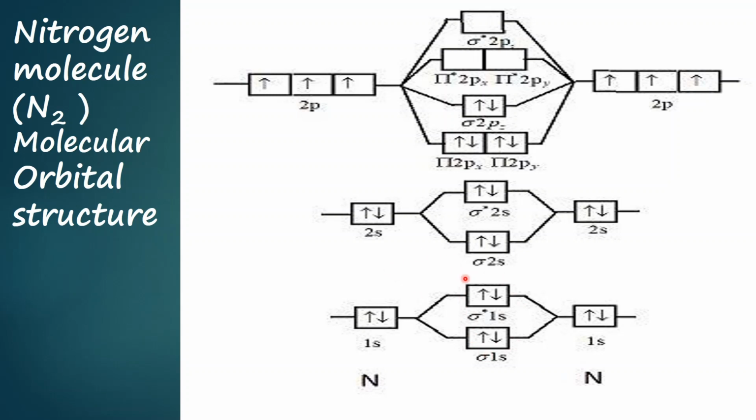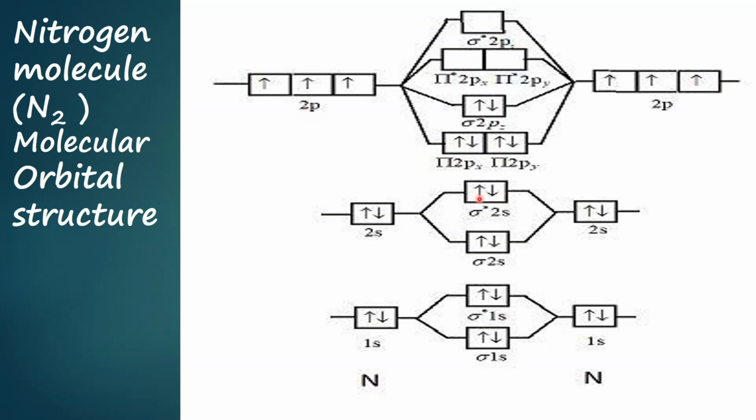So electrons are distributed according to the laws of electronic configuration. Here 4 electrons are distributed in sigma 1s and sigma star 1s. So in the 2s atomic orbitals we have 4 electrons. Here the sigma 2s molecular orbital has 2 electrons and the sigma star 2s non-bonding molecular orbital also has 2 electrons.